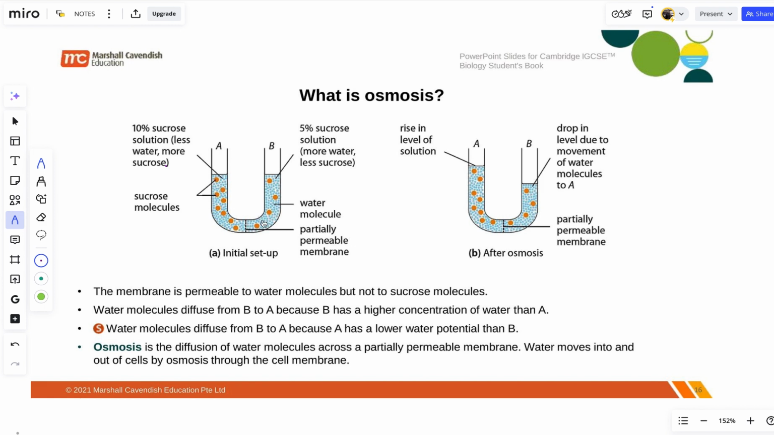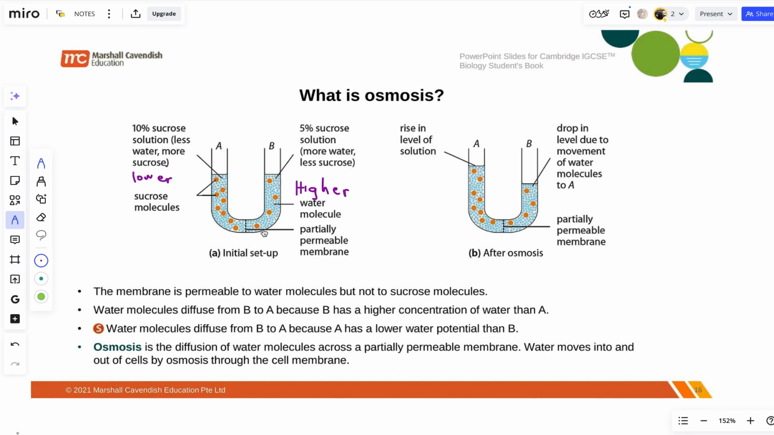What will happen after some time? Remember, osmosis is the movement of water. Here there's more water, so here is the higher water potential gradient. Remember that, it's not about the sucrose. When we're talking about osmosis, we're referring to water. Where do you have more water? You have more water here because there's only 5% of sucrose. Here you have 10% of sucrose, which means less water, so here you have lower water concentration.